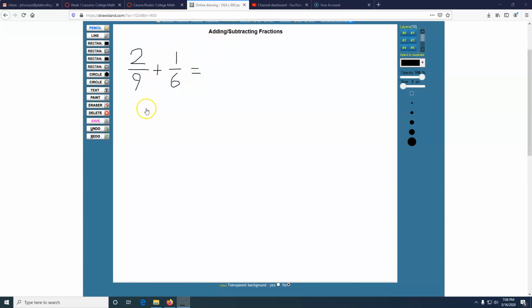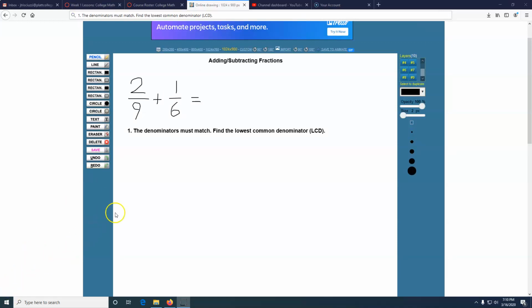So it turns out that there are several rules that we have to look at when we are trying to add and subtract fractions. And so we're going to go ahead and list the steps for this. The first rule is that the denominators must match before you can add or subtract. In this case we have 2/9 and 1/6. The denominators are the bottom numbers. They don't match, so it's not going to work out here.